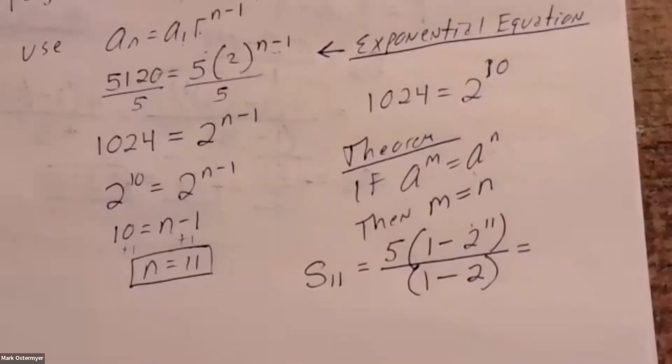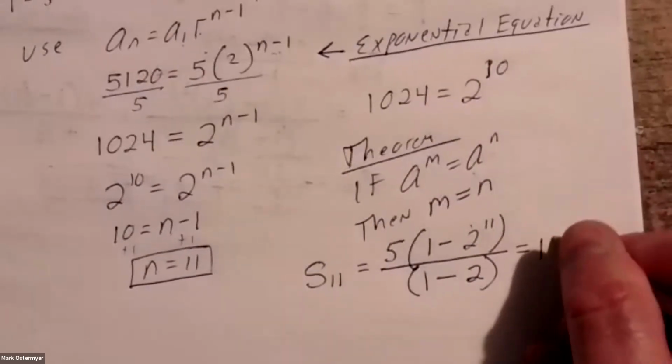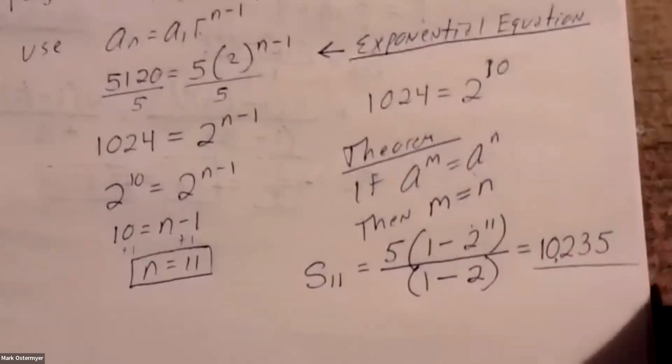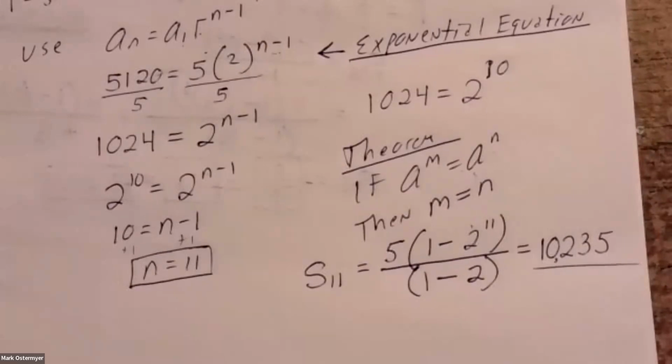I got 10,235. All right, 10,235. Anybody else get that? Anybody else confirm that? Yeah, I did. 10,235. Okay, you got that too. All right, so that's looking like that would be the result of adding those first 11 terms together of the geometric sequence, 10,235.